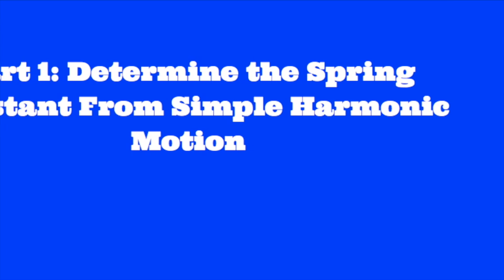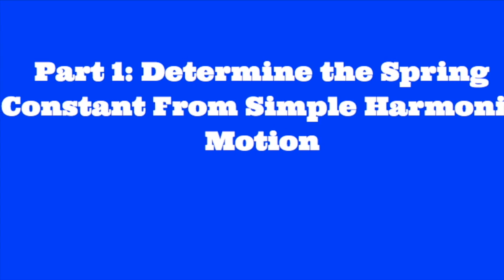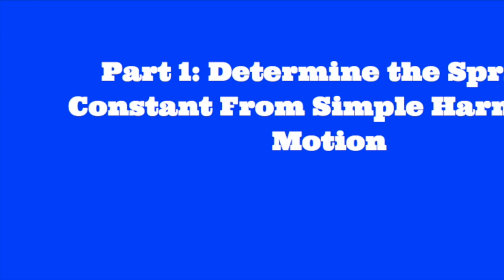Part 1. Determine the spring constant from simple harmonic motion. The objective of this experiment is to determine the spring constant of a spring by measuring the period of a mass spring system.